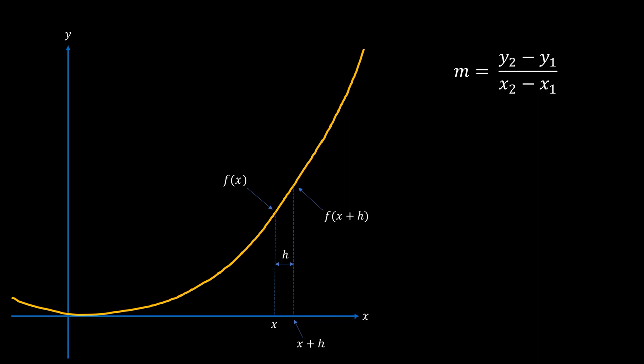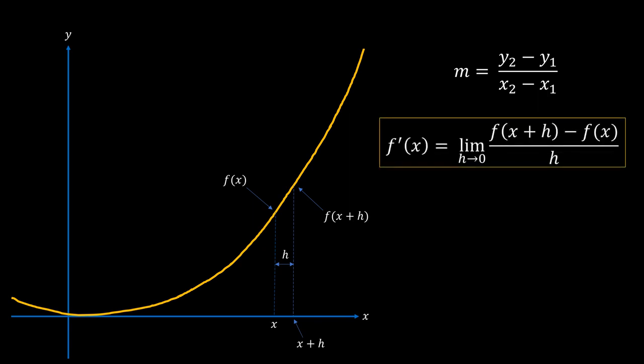And this leads to the formula for deriving by first principles, which says that the derivative of the function at x is equal to the limit as h tends towards 0 of f of x plus h minus f of x over h.